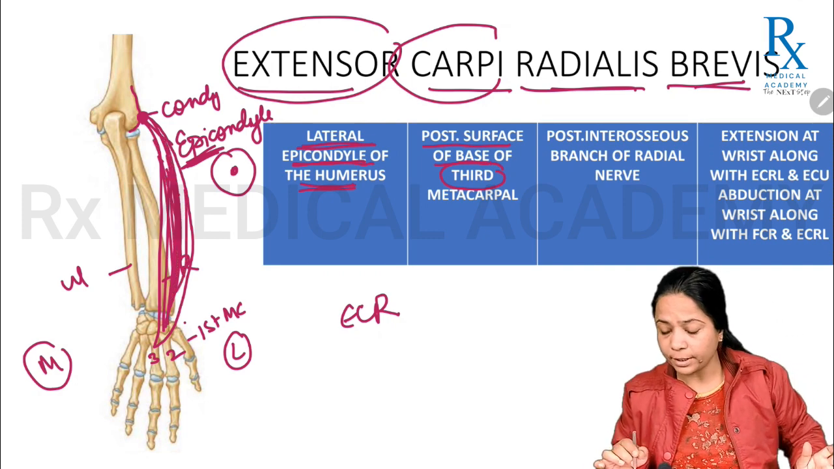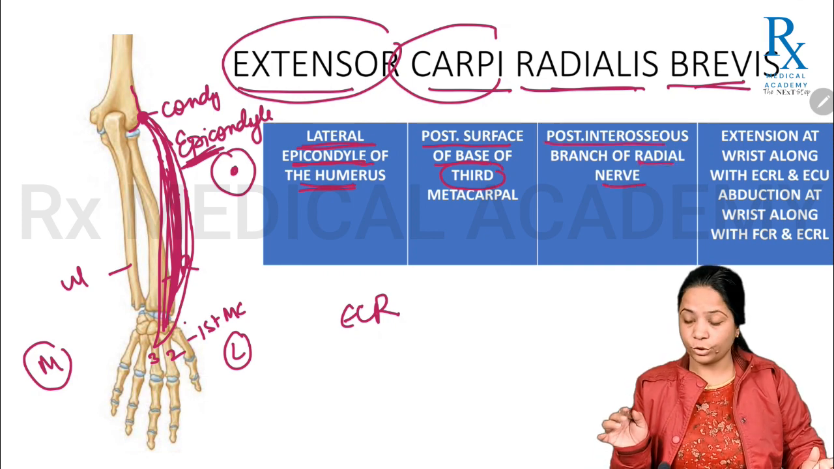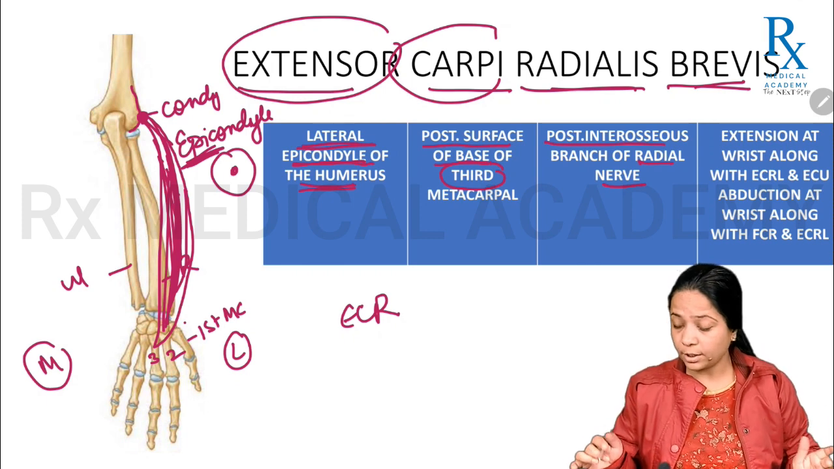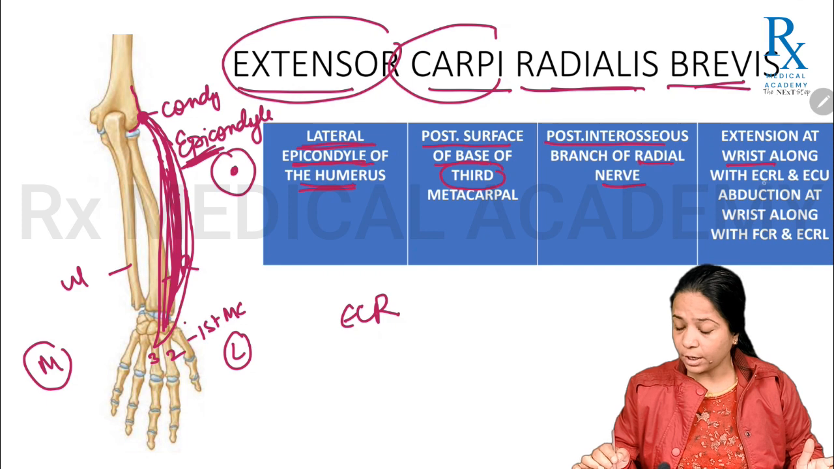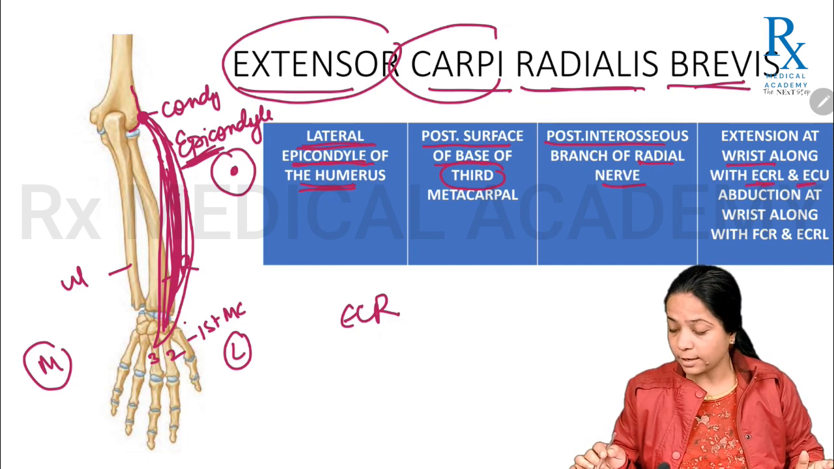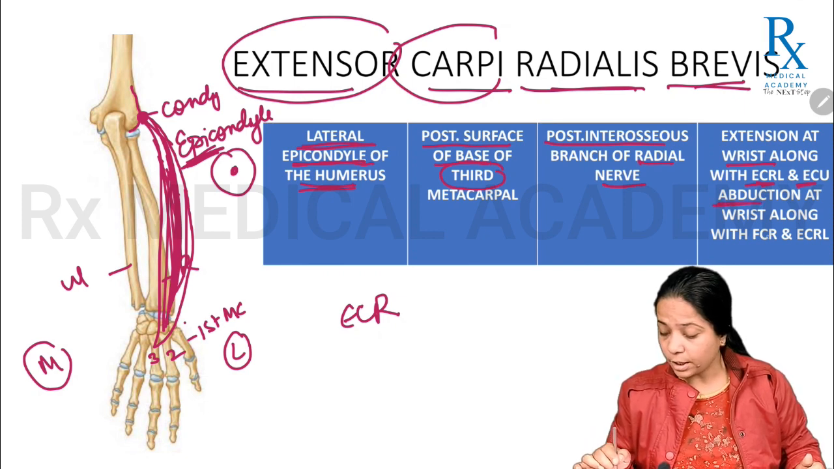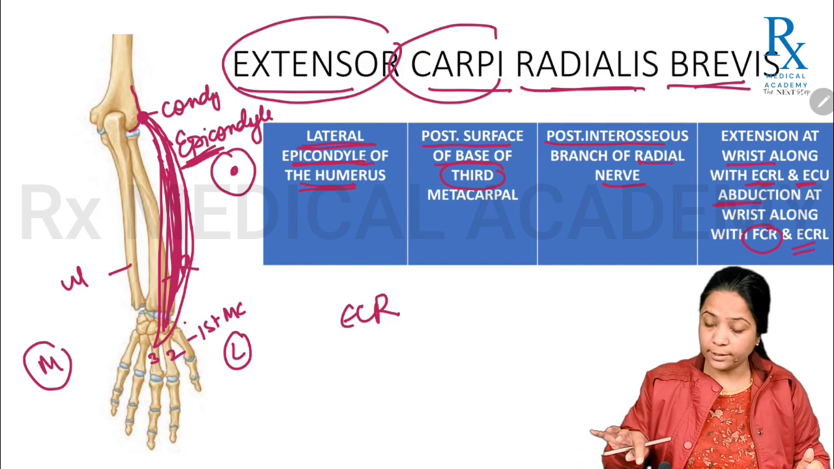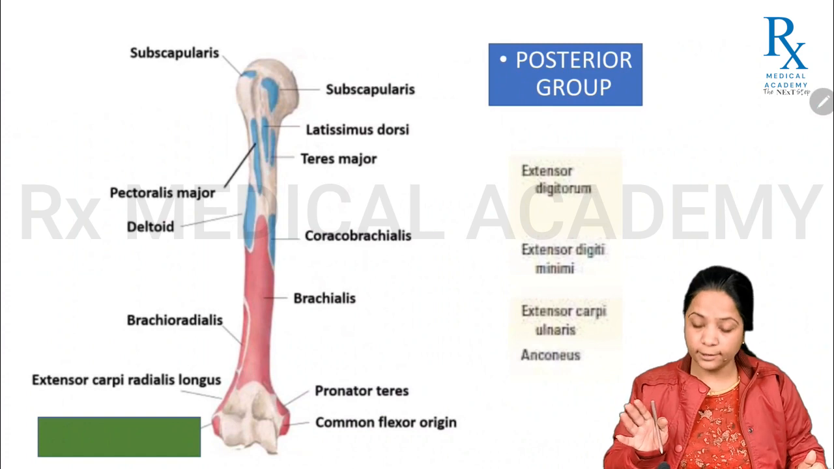Again, it is supplied by the branch of the radial nerve, and this is known as the posterior interosseous nerve. And the function of this muscle is again extension at the wrist. It helps the extension along with the extensor carpi radialis longus and the extensor carpi ulnaris. It also performs abduction along with the flexor carpi radialis and extensor carpi radialis longus. So this is the function of the extensor carpi radialis brevis.